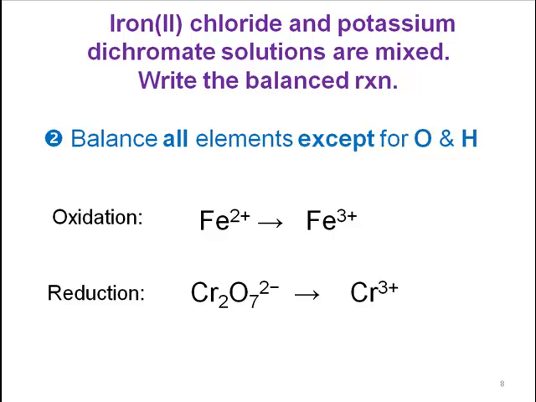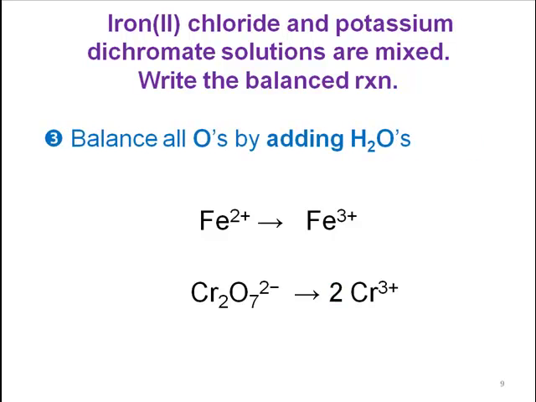So if you look here on this side, you've got 2 chromiums on this side and 1 on this side. So we have to put a what in front of Cr3+? 2 in front here. Now chromium's balanced, iron is balanced, oxygen, again, we're not doing that yet. So that's step 2. Step 3, balance all O's by adding H2O.